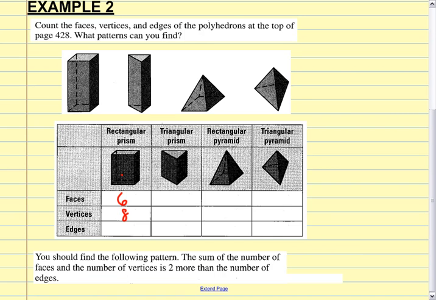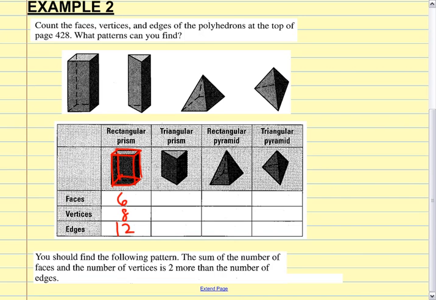Okay, I think I've got it. What do you think, Aiden? 8. Is it 8? 12. 12, I think, right? 1, 2, 3, 4, 5, 6, 7, 8, 9, 10, 11, 12. 12 edges. All right, let's go ahead and count through some other ones.